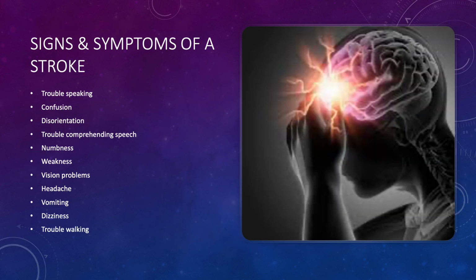Recognizing the signs and symptoms of a stroke quickly can make a difference. Listed are some of the common symptoms: trouble speaking, confusion, disorientation, difficulty comprehending speech, numbness, weakness, especially on one side of the body. You may also experience vision problems, severe headaches, vomiting, and dizziness or trouble walking.